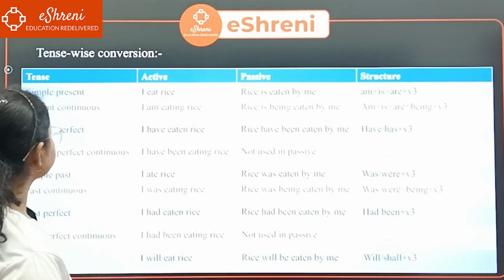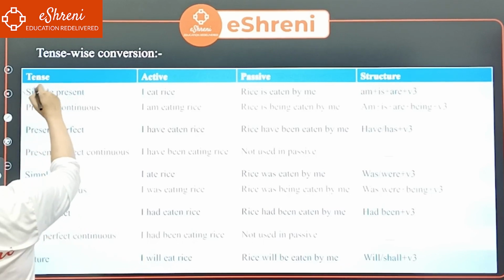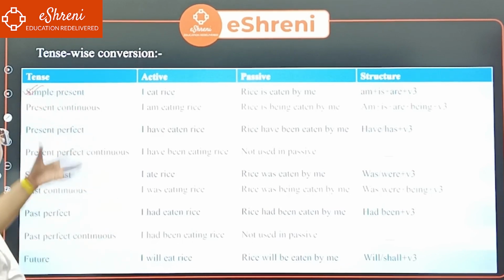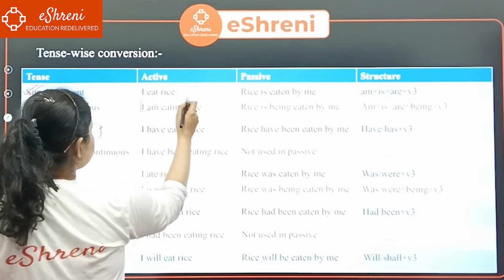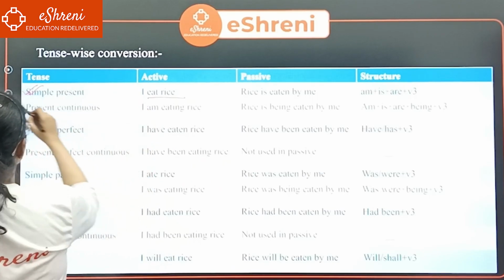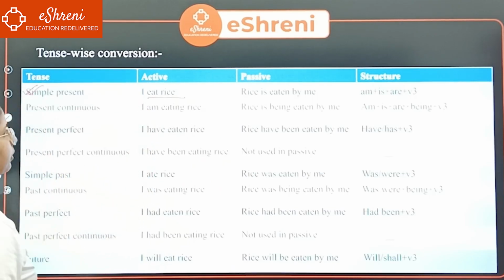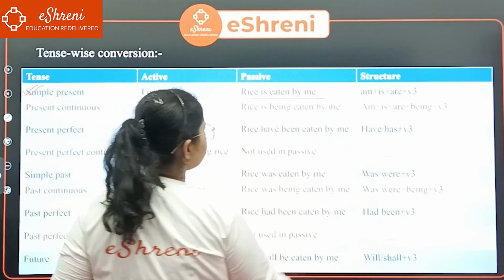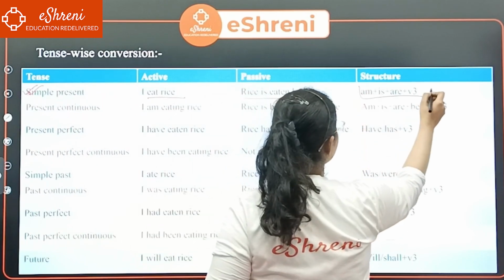Simple present. What happens if the sentence in active voice is in simple present tense? For example, I eat rice. Then it will become, rice is eaten by me. So it is am, is or are, plus v3.